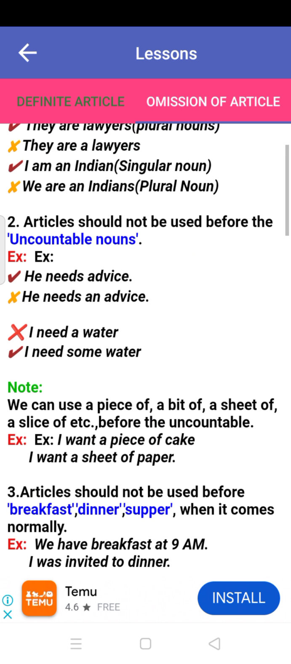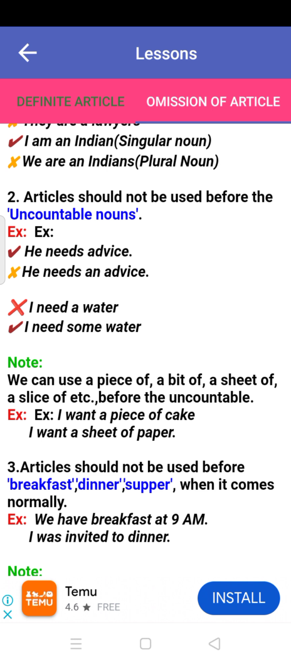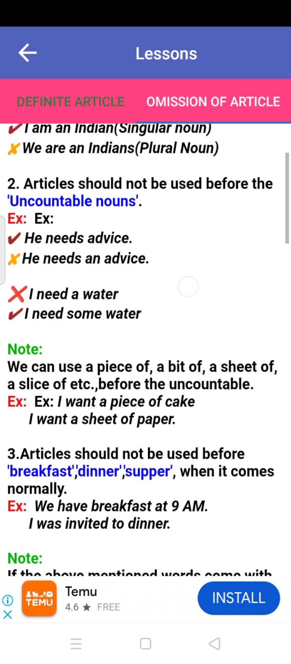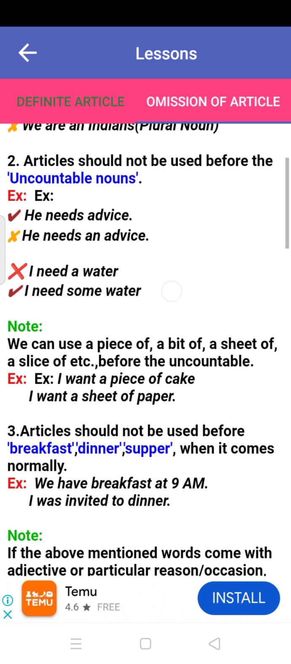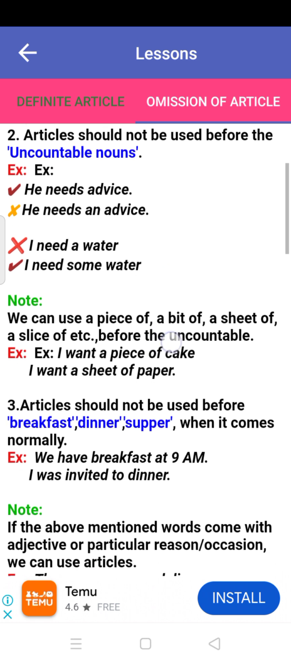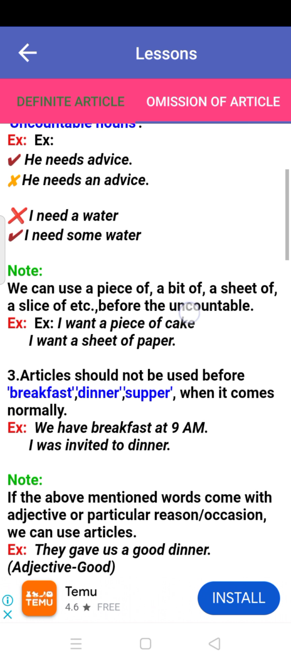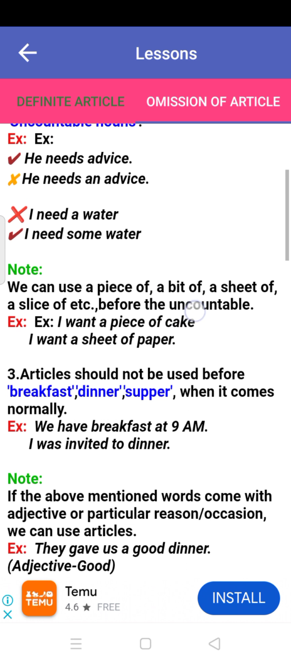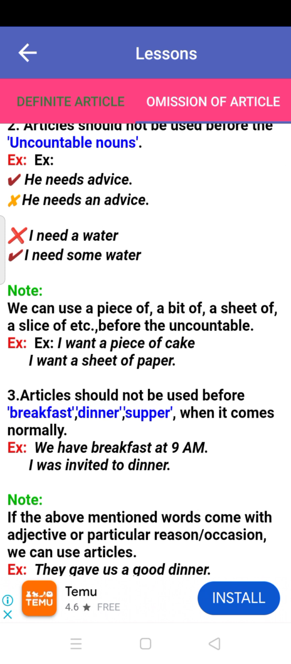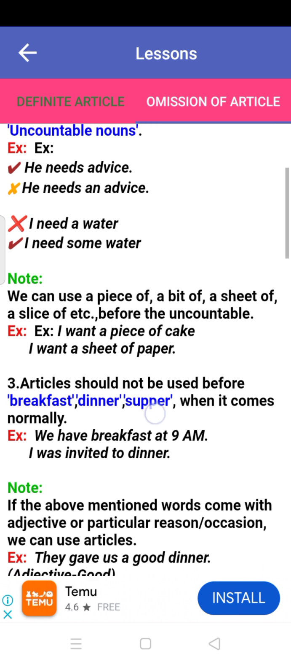At the same time, articles should not be used before uncountable nouns. Example: he needs advice. That's a grammatically correct sentence. And the second one is, he needs an advice. That is grammatically wrong. The next example is, I need some water. Since water is uncountable, we use "some". Here the quantity is referred to by the word "some".